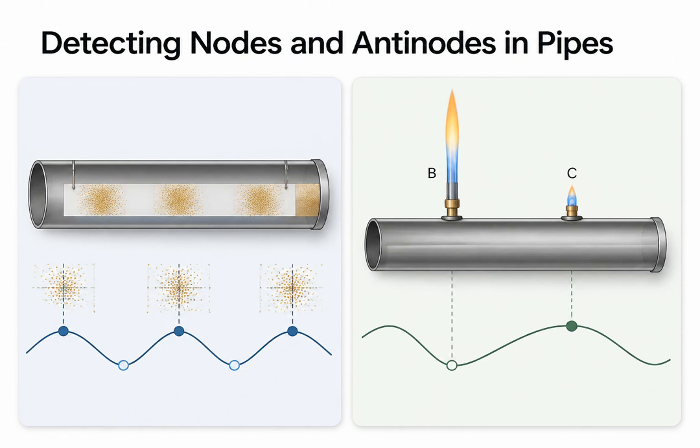Continuing from our analysis of wave patterns in pipes, we can actually visualize these invisible nodes and antinodes. If we suspend a thin strip of paper with lycopodium powder inside a sounding pipe, the powder violently agitates at the displacement antinodes but remains perfectly still at the nodes. Alternatively, using Lord Rayleigh's sensitive flames or small microphones, we can measure pressure variations. Since displacement nodes correspond to pressure antinodes, the flames flicker wildly, or the microphone registers maximum amplitude at these points.